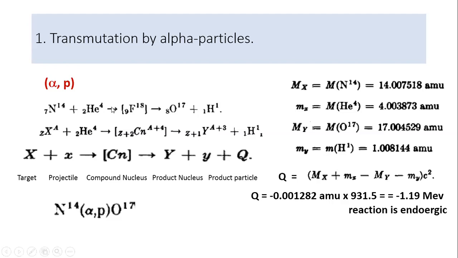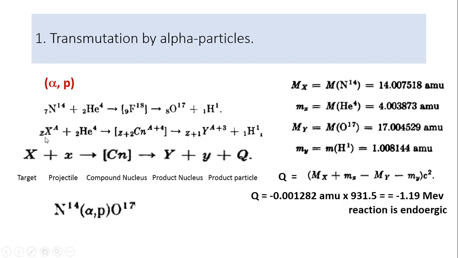The importance is to calculate the energy released or absorbed in this nuclear reaction, to decide whether the reaction is exoergic or endoergic. And the third important point is how you can balance these nuclear reactions. Balancing is very simple. You just remember the atomic number and the mass number. There is nothing else other than the atomic number and the mass number.